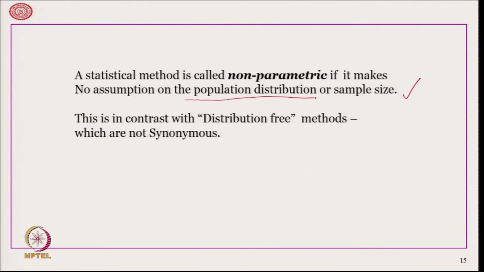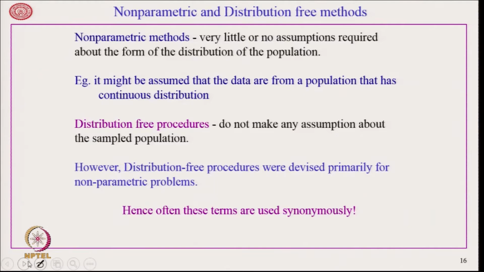Sometimes we may have a very general assumption, as I am explaining later, but this is in contrast with distribution free. So, these two terms, distribution free and non-parametric, are not quite synonymous. They have a subtle difference. As I said here earlier, that non-parametric methods, they have very little or no assumptions required, but sometimes we shall assume that it is from a population with a continuous distribution. So, that is the only assumption. We are not talking about anything else.